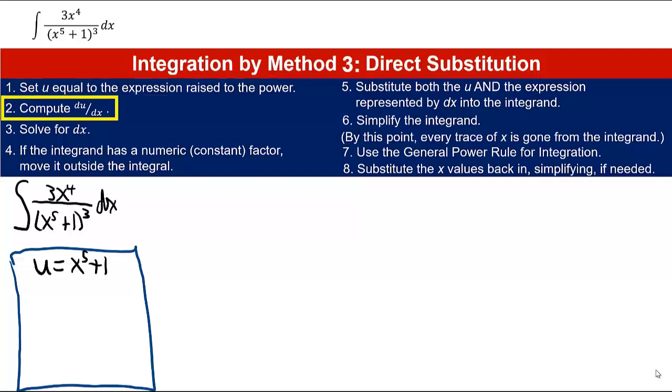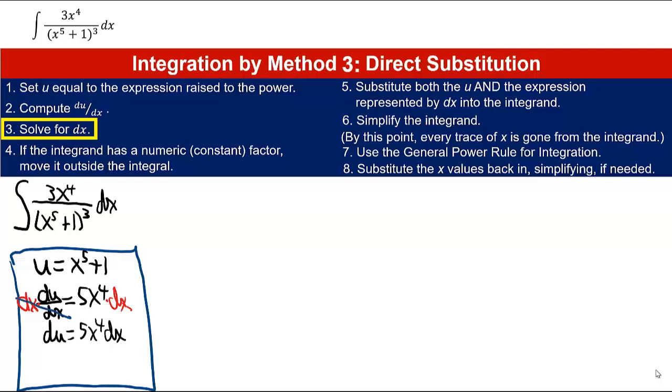Step 2 says to compute du/dx. That's the derivative of u with respect to x. So that would be 5x to the 4th. Step 3 says to solve for dx. So I'm going to multiply both sides by dx. On the left, the dx is divided out, and I find out that du is 5x to the 4th dx.